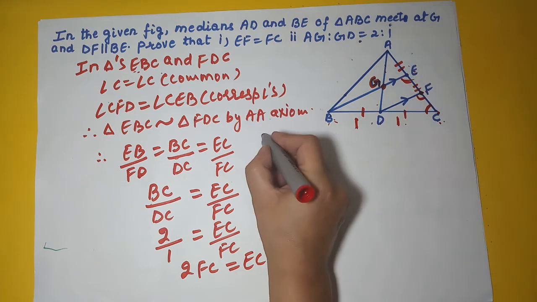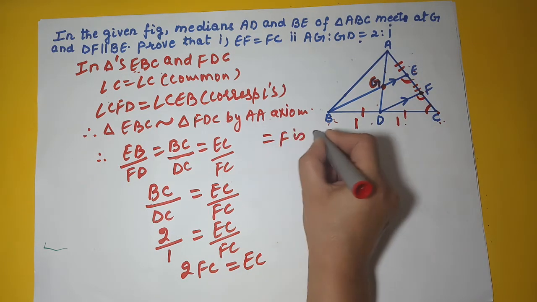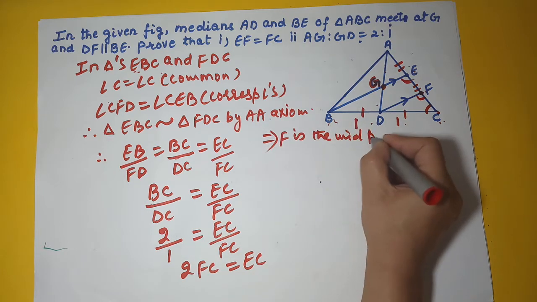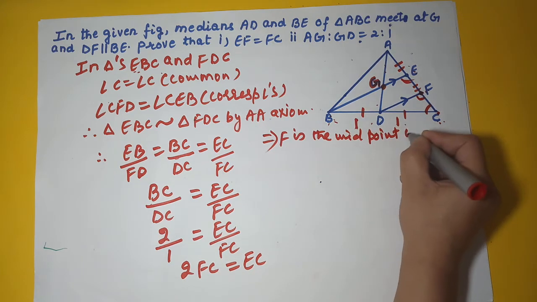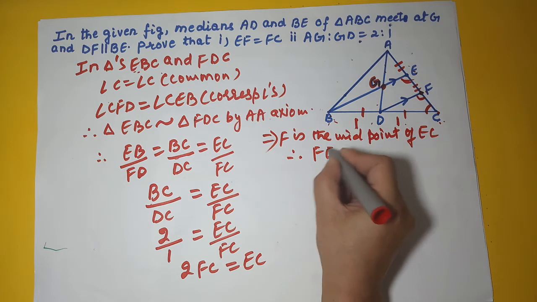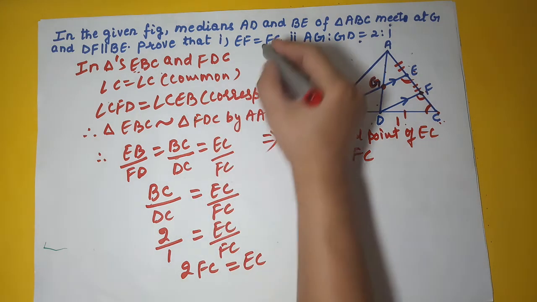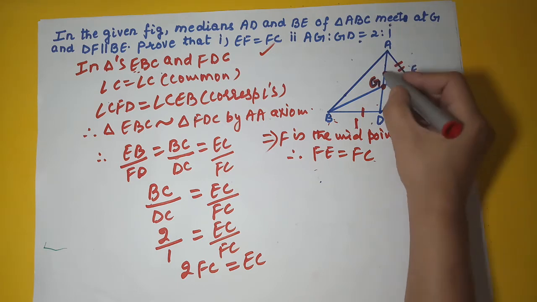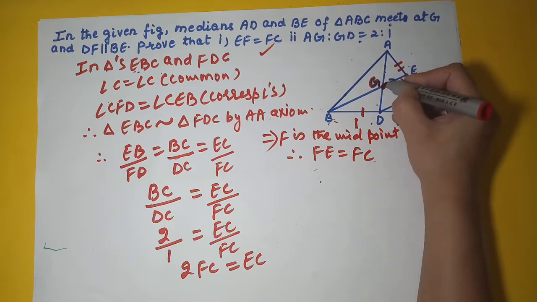So which implies F is the midpoint of EC. Therefore, FE is equal to FC. That was our first part. Now for the second part, we can directly write that, as we have discussed, G is the centroid.